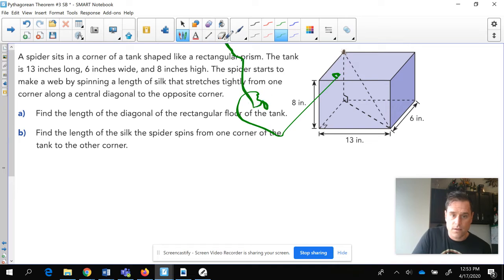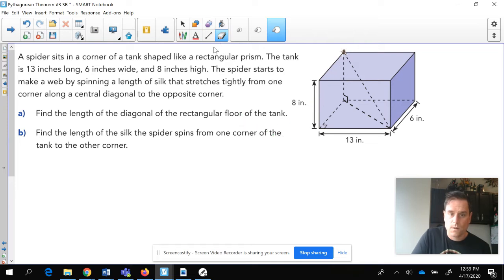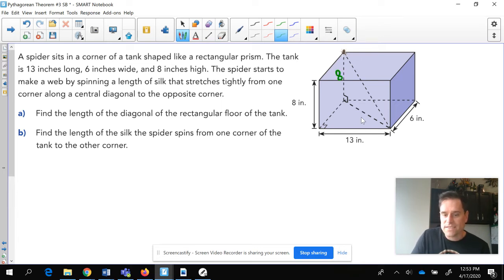Let me get that out of the way. I made a mistake. User error. Let's try this again. And I know if this is 8 here, then this is also going to be 8. The problem is I don't know this length here. But what do I know? I do know that if this is 6 here, then this has to be 6 here.